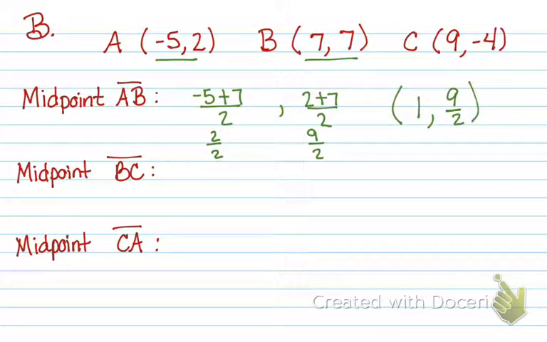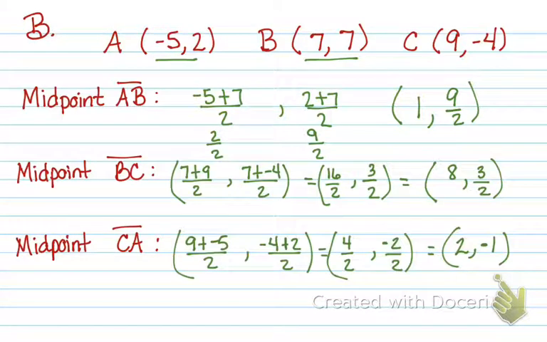That's our final answer. And we're going to do the same thing for B to C and then C to A. So pause it, try it, and come back and check. So we can see now our midpoint for segment BC is (8, 3/2), and our midpoint for CA is (2, -1). And you can check your work there.